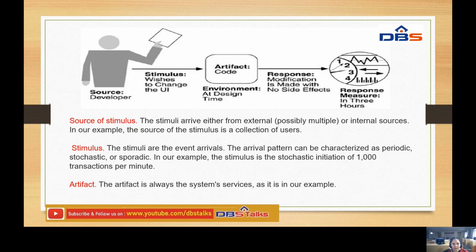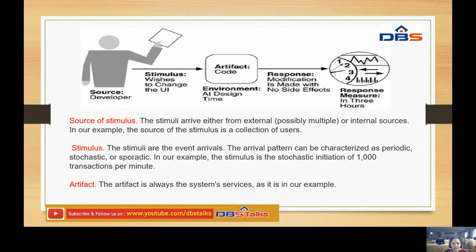Next, this is the architectural scenario for performance. Here the source is the developer, who makes a stimulus, a request, wishing to change the user interface. The artifact is the code, and the environment is design time. The measure is that the modification is made with no side effects. We want to make modifications with no side effects. The response measure is within 3 hours: how much time will it take to respond? Within 3 hours.